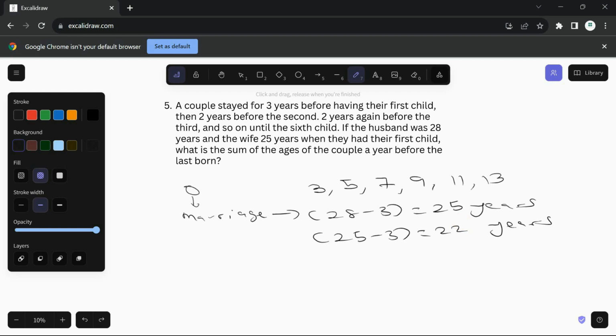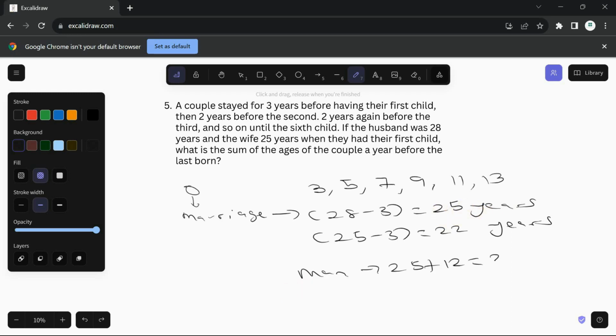So if I want to find the sum of the ages a year before the last born, the last born was born 13 years after marriage. So a year before the last born was 12 years. That means I have to add 12 years to the ages of the couple. So the man was 25 plus 12 years.